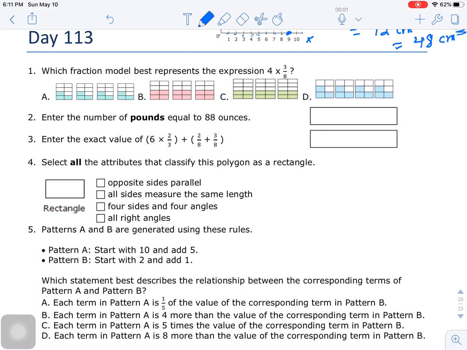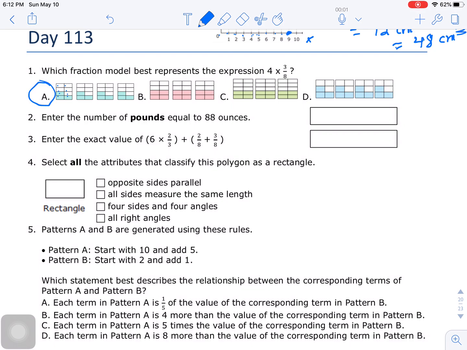So if I look at problem A, I see that I have a box that is broken into eighths, and 3 of them are shaded, and I have 4 identical copies. So there we go. And just to double check on the other ones, B is made up of eighths, but there are 3 copies of 4/8. And C is made up of tenths, so that's 3 copies of 4/10. And D is made up of sixths, and we have 4 copies of 3/6. So A would best represent that expression.